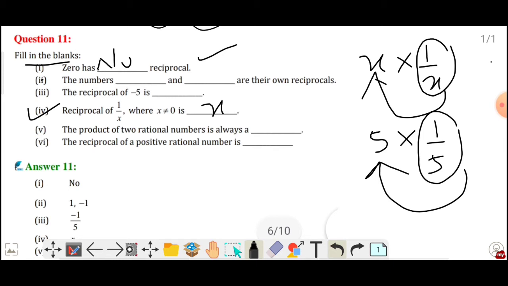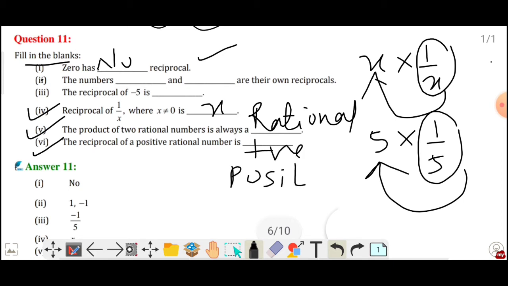Sub question number 5. The product of two rational numbers is always a, if you are multiplying two rational numbers, you will get a rational number only. Its answer is a rational number. Sub question number 6. The reciprocal of a positive rational number is, if you are multiplying two positive numbers, you are getting a positive answer only. It means you need to write positive number. Example, 2 is a positive number, 3 is a positive number. If you are multiplying these two numbers, we are getting answer 6. Is it a negative number or positive number? You can say it is a positive number.